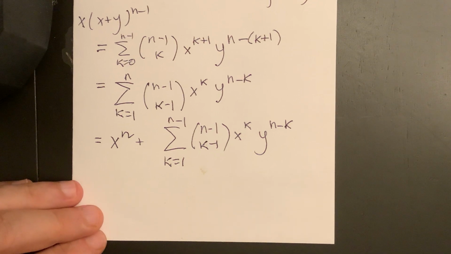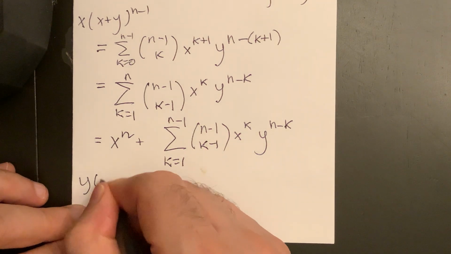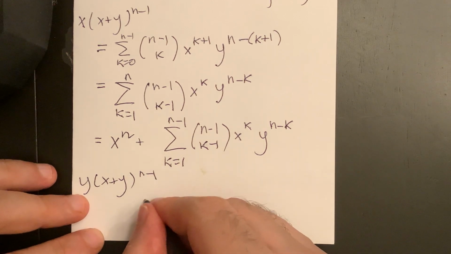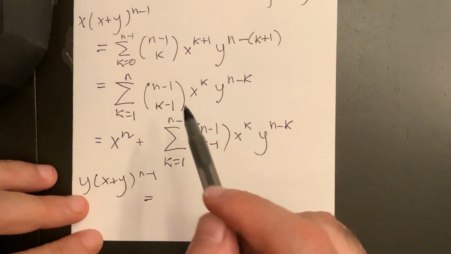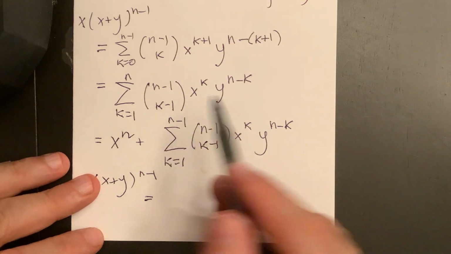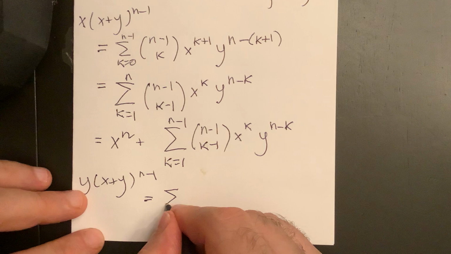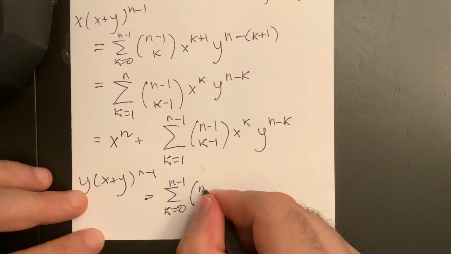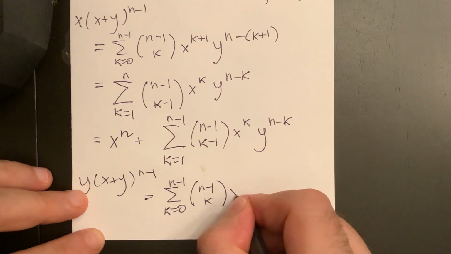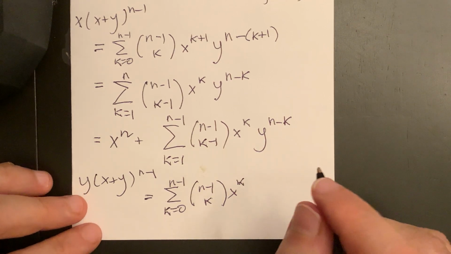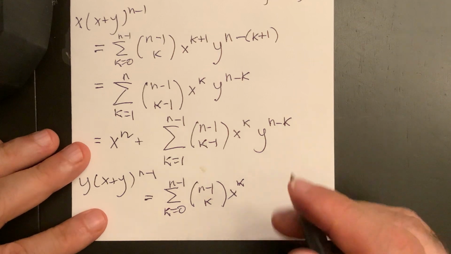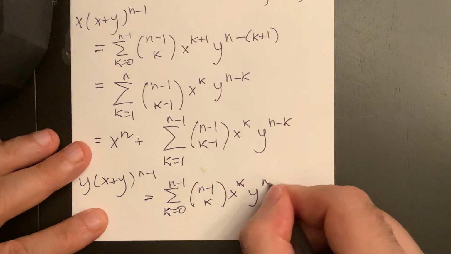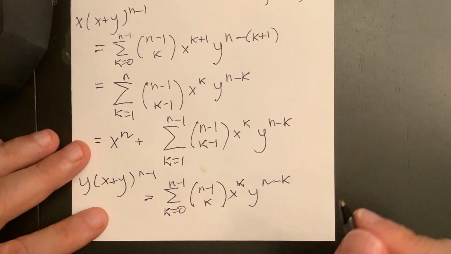So now let's look at the other term, y times (x plus y)^(n minus 1). And this is equal to, well, I have the same thing here, only I'm multiplying a y through. So I have the sum k equals 0 to n minus 1, n minus 1 choose k, x to the k, and I have y to the n minus k minus 1, or since I'm multiplying through by another y, y to the n minus k.